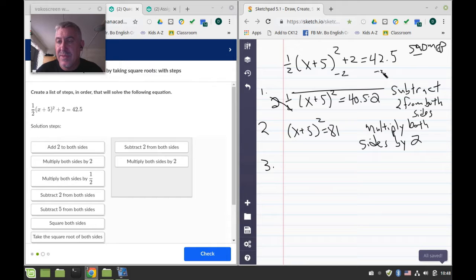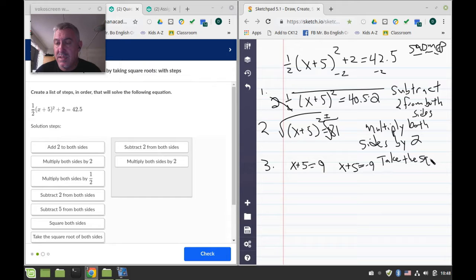Okay, 3. That was my divide and multiply, so I'm up over here on exponents, and I'm going to get to take the square root. And don't forget positive or negative. So now I have x plus 5 is equal to the positive square root of 81, which is 9, or x plus 5 is equal to the negative square root, negative 9. Negative 9 squared is 81. 9 squared is 81.